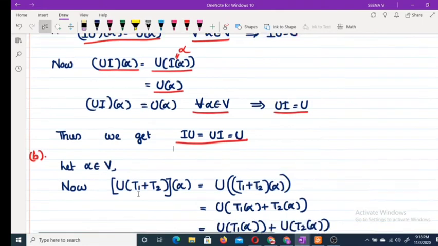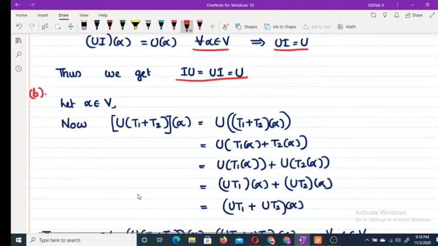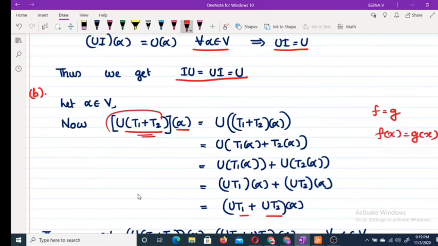Now, looking into B part, we have to prove u(t1 plus t2) equal to ut1 plus ut2. For proving this, we have to prove this condition holds for every alpha belongs to V. Therefore, consider u of (t1 plus t2) of alpha. Why are we looking at these types of problems? Here, all these are functions. f equal to g only if f of x equal to g of x for every x in the domain. Therefore we are proving this of alpha equal to this of alpha for every alpha belongs to V.